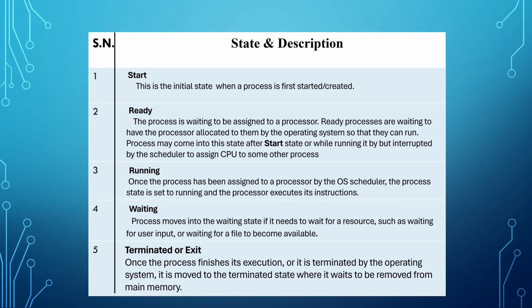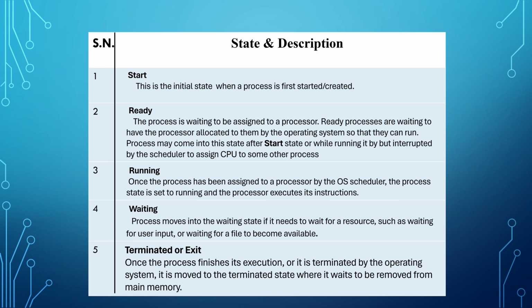Third one is running state. Once the process has been assigned to a processor by the OS scheduler, the process state is set to running and the processor executes its instructions. Fourth state is waiting state. A process moves into the wait state if it needs to wait for a resource, such as waiting for user input or waiting for a file to become available.